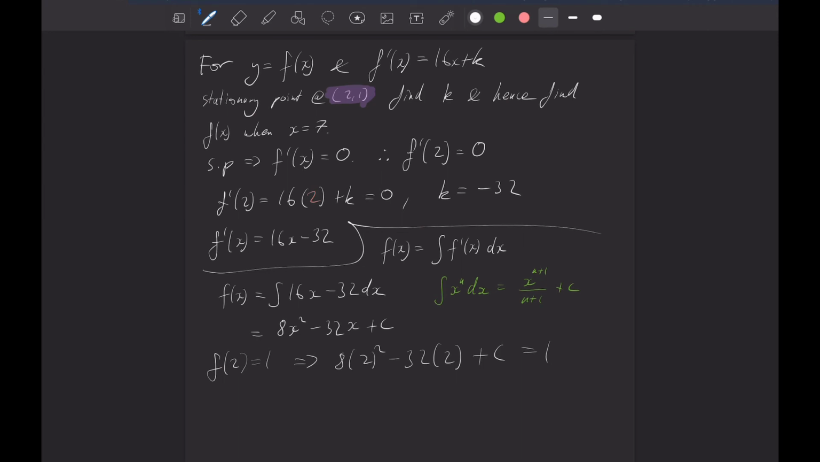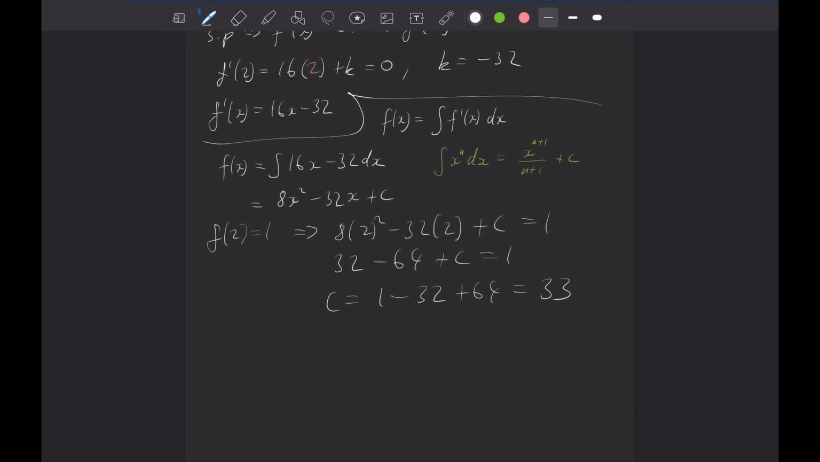So 8 times 2 squared is 32, minus 64 plus c equals 1. So c is 1 minus 32 plus 64, which is 33. So now we can say that f of x is 8x squared minus 32x plus 33.